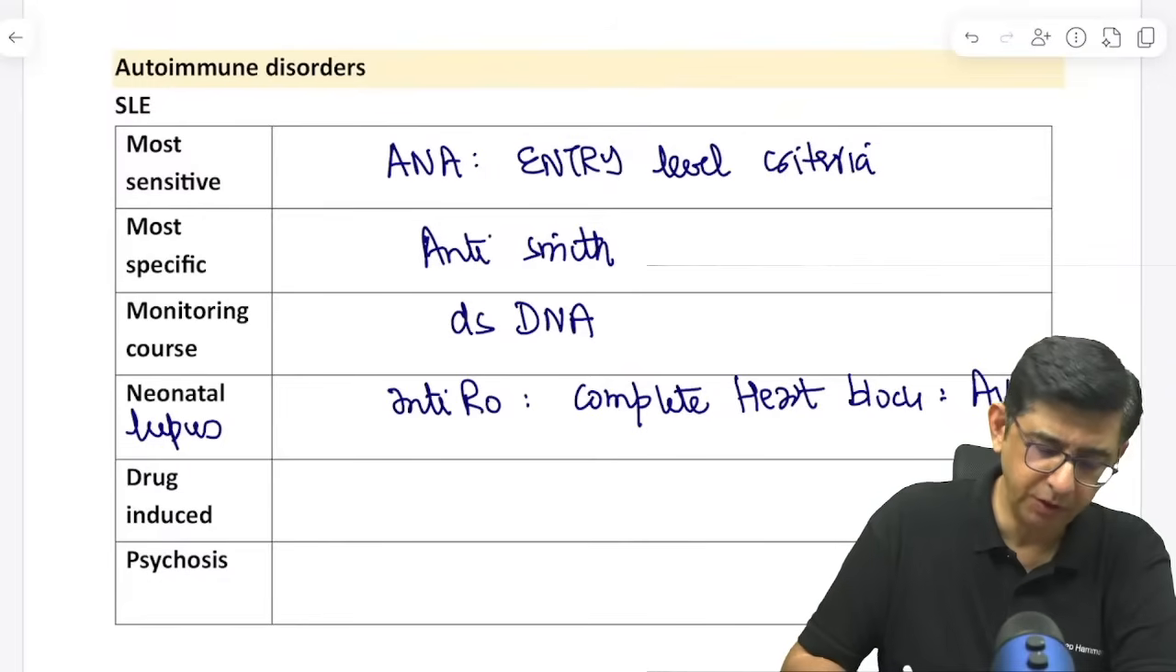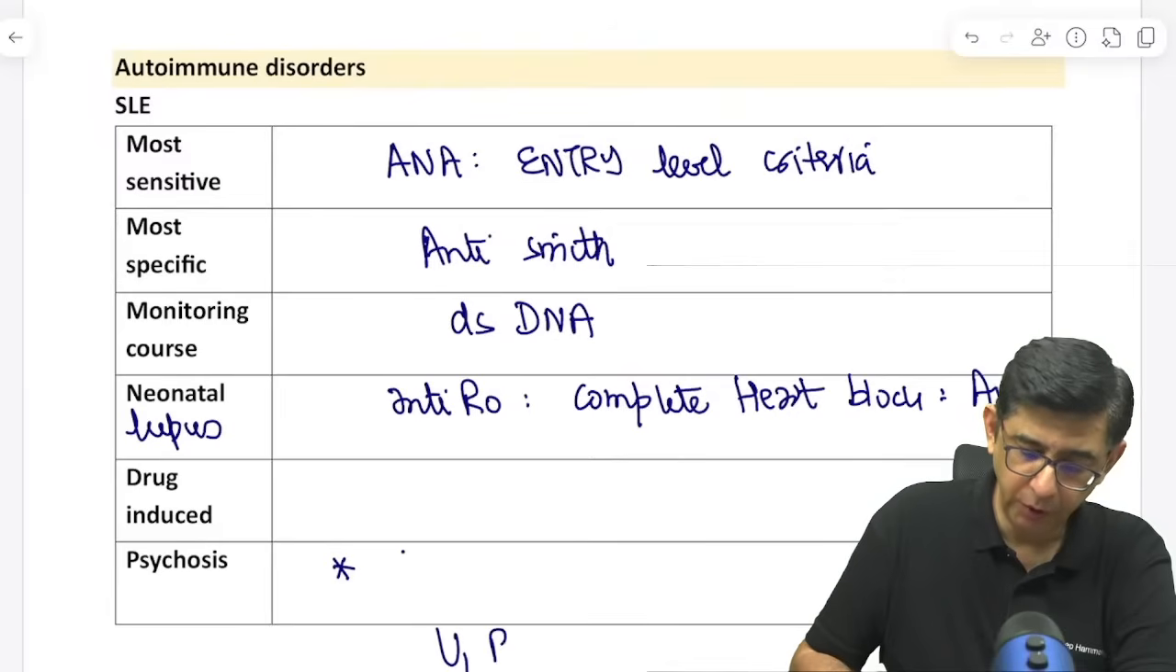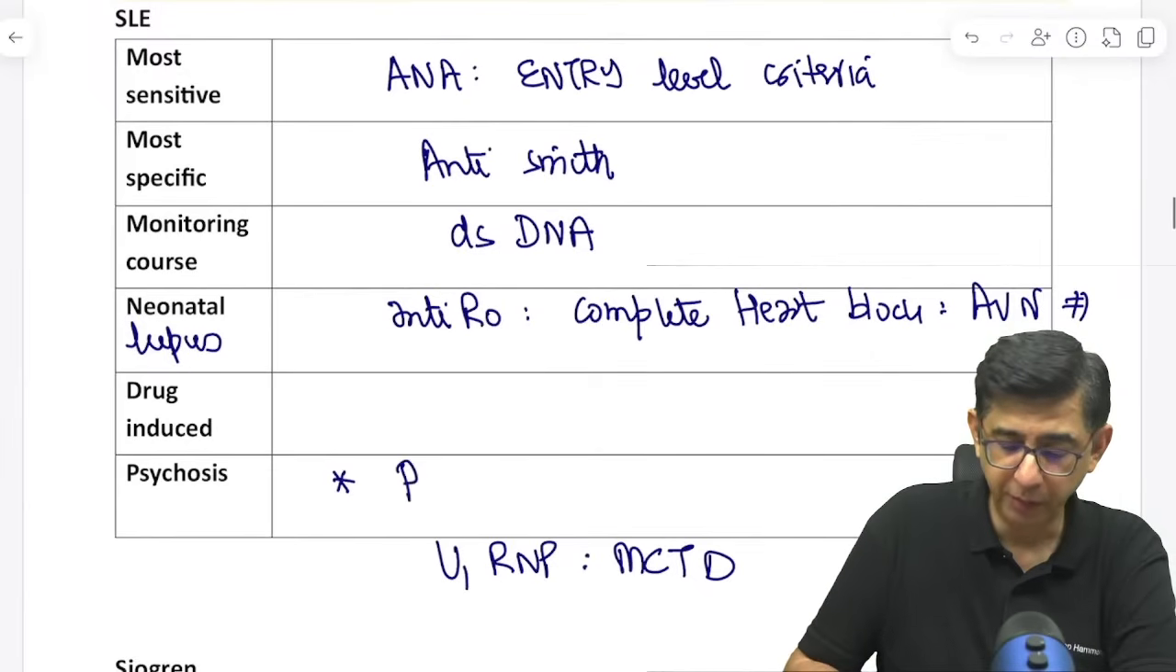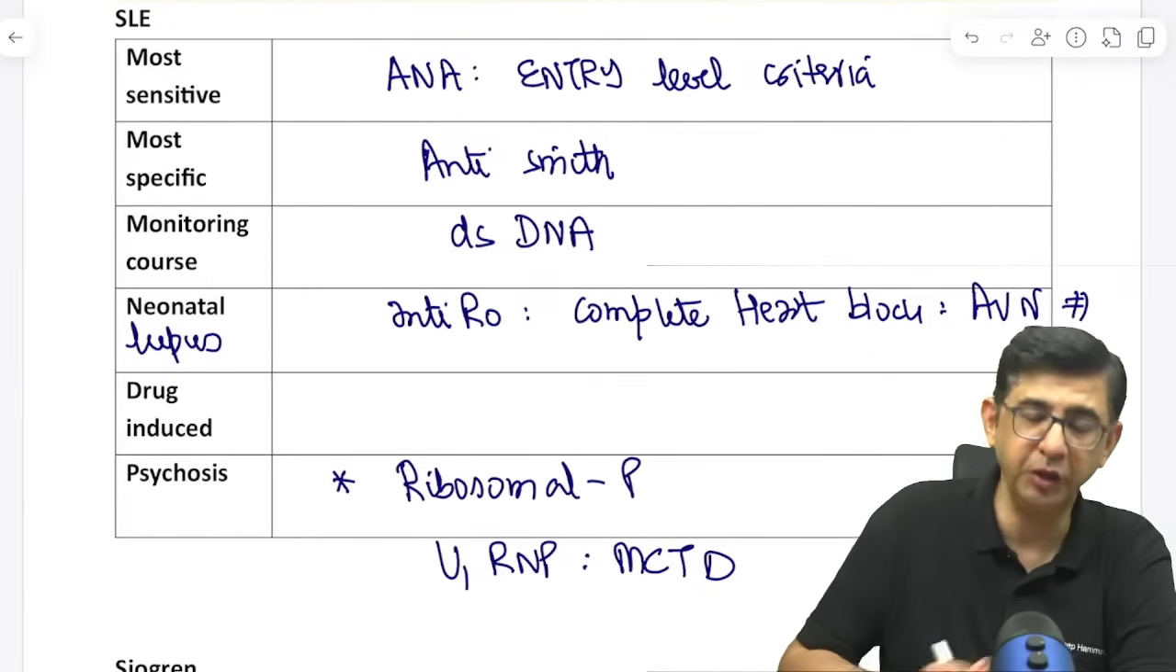U1 थोड़ा सा मिक्स कर रहे हो यहाँ पे. It is not U1 RNP. अगर आपने U1 RNP बोला था ना, that is for mixed connective tissue disorder. आपने मिक्स कर दिया डेटा को. So I hope that mistake will not happen. Good that you commented here, क्योंकि फिर गलती नहीं होगी.